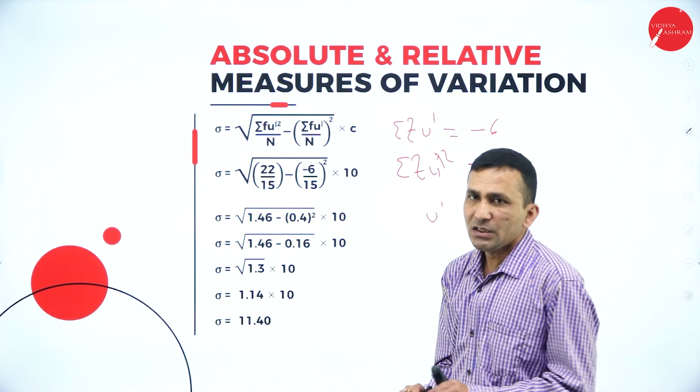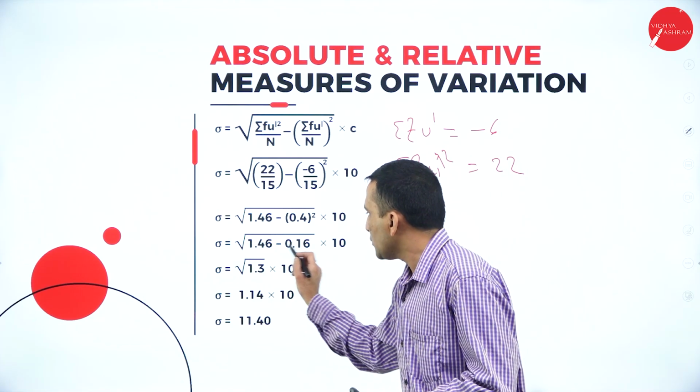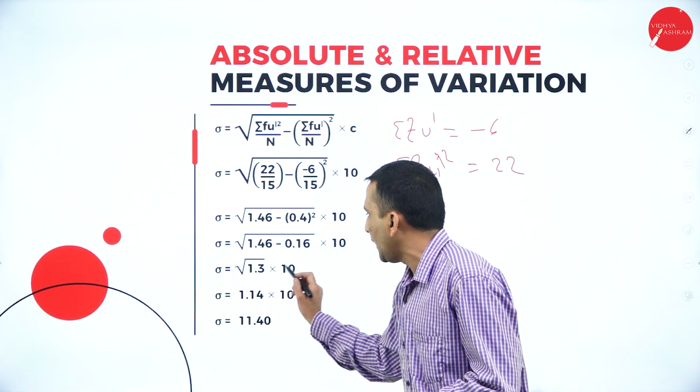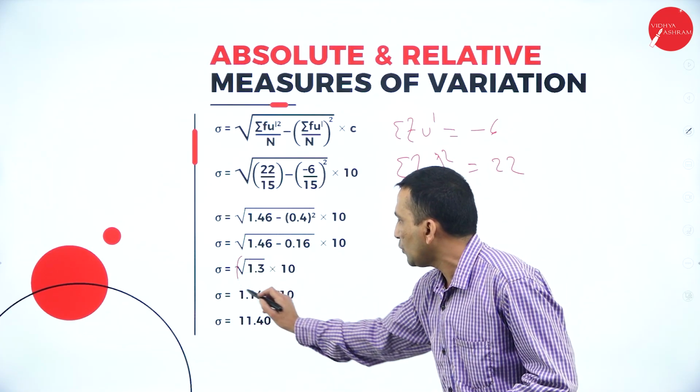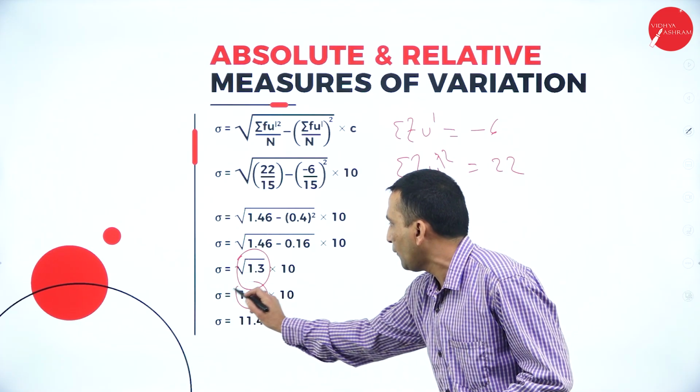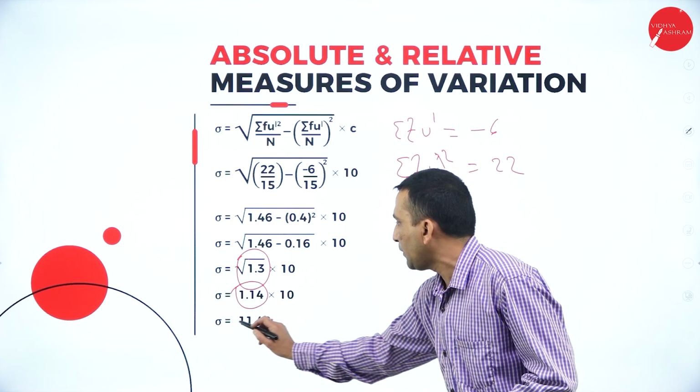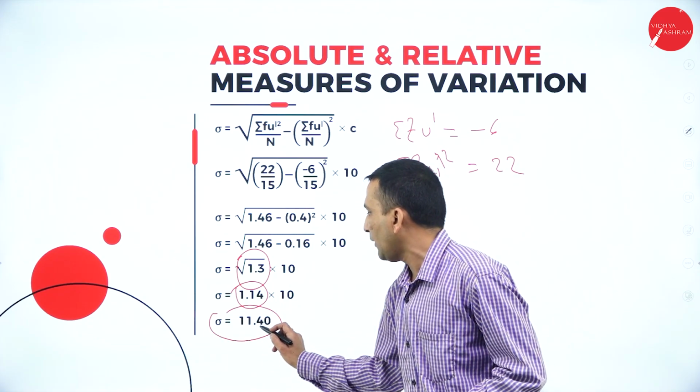After that, remove the square root. Now if you subtract, square root of 1.3 into 10. Now first you have to remove the square root. I am getting 1.414. So now you have to multiply. Then the final standard deviation is 14.14.